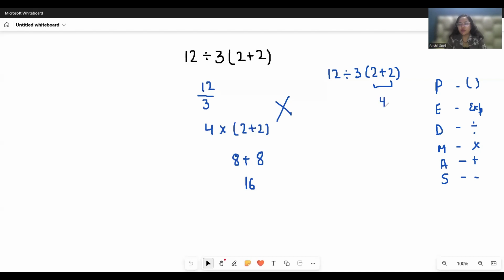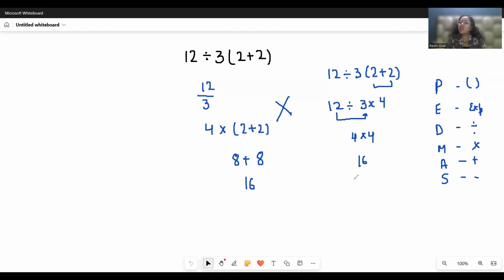So 2 plus 2 is 4, and if there is no symbol between a bracket and a number, that means it's multiplication. So 12 divided by 3 times 4. Now in the PEMDAS rule, from left to right, there is equal priority of division and multiplication, similarly addition and subtraction. So you can go from left to right: 12 divided by 3 is 4, and 4 times 4 is 16.